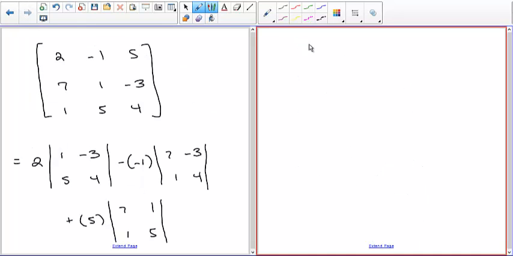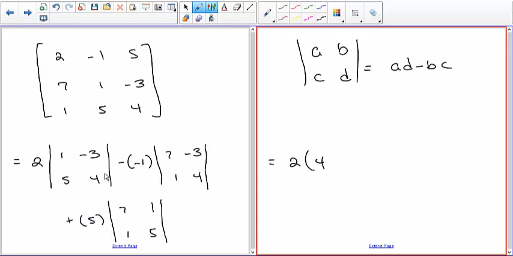Now remember, the determinant of a 2 by 2 square matrix is just AD minus BC. So you take this times that minus that times that. So if we evaluate these 2 by 2 determinants using that formula, you'll have 2, the coefficient in front, times 1 times 4, which is 4, minus 5 times negative 3, which is negative 15.